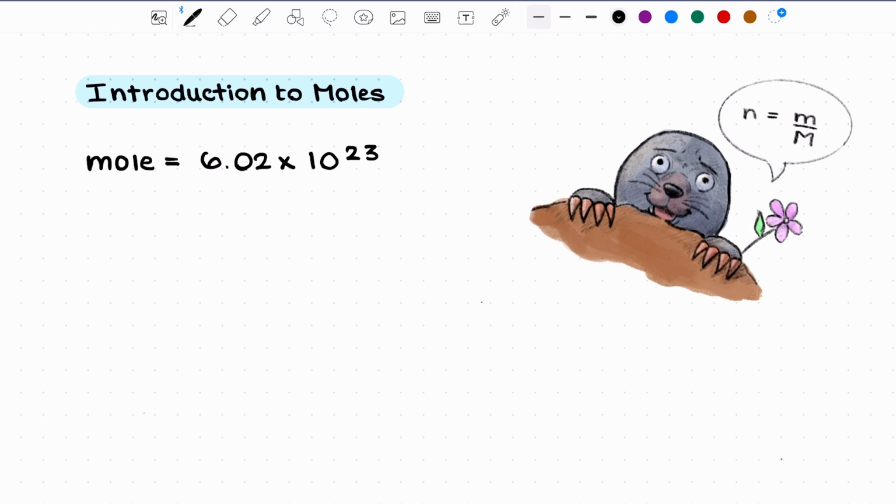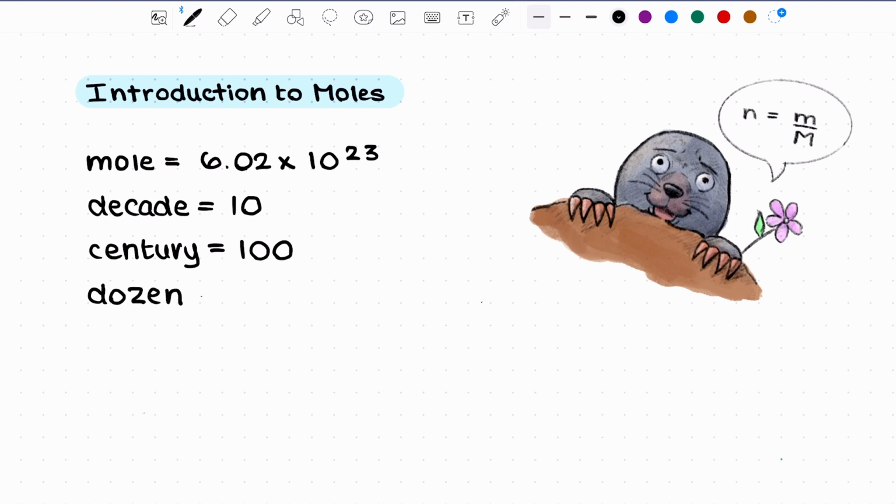If I were to ask you how much a decade is, what would you tell me? Well, you'd probably tell me that a decade is 10. What if I asked you, okay, well, how much is a century? You would probably tell me that a century is equal to 100. Now, what about a dozen? If I asked you how much a dozen was, you would tell me that it's equal to 12.